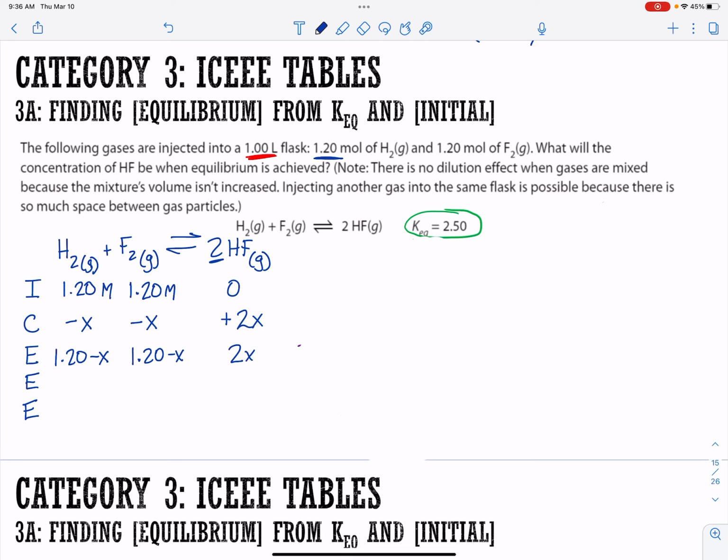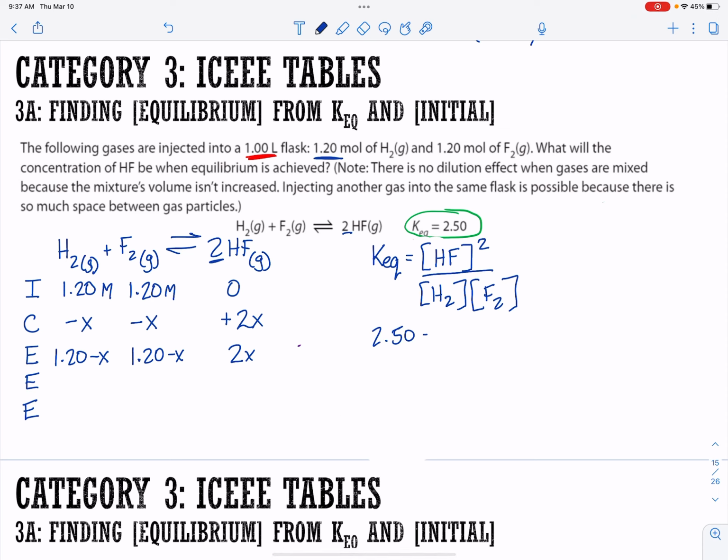You'll notice that at equilibrium, we don't actually have a concrete value yet. Now we're going to go over to the equilibrium expression. So I'm going to write out an equilibrium expression for this. KEQ equals HF squared, that coefficient becomes the power, over my concentration of hydrogen times the concentration of fluorine on the bottom. So we're going to substitute everything that we know in this equation.